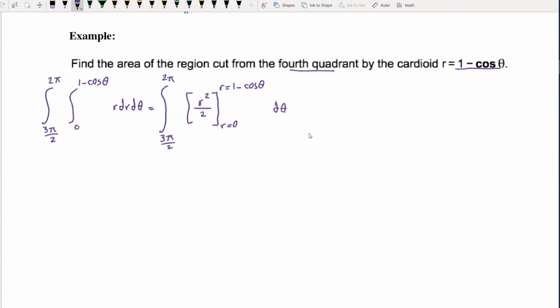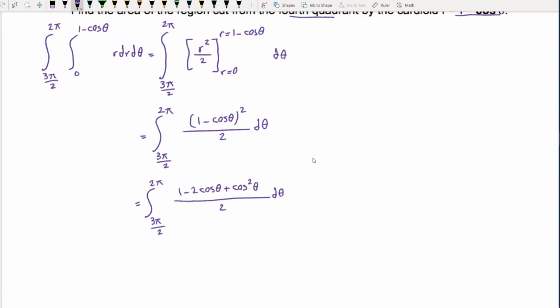r dr d theta. So this is equal to, first integrate with respect to r. Here we have integral from 3 pi over 2 to 2 pi. Integrate, here we have r squared over 2, from 0 to 1 minus cosine theta, d theta. So here instead of r, use 1 minus cosine theta. We have integral 3 pi over 2 to 2 pi of 1 minus cosine theta squared divided by 2 d theta. And this is equal to integral 3 pi over 2 to 2 pi of 1 minus 2 cosine theta plus cosine squared theta, divided by 2, d theta.